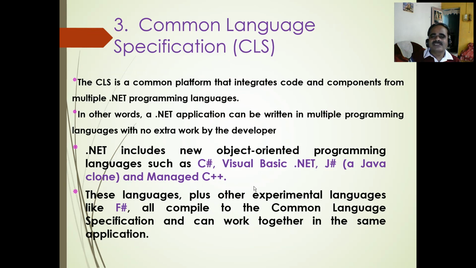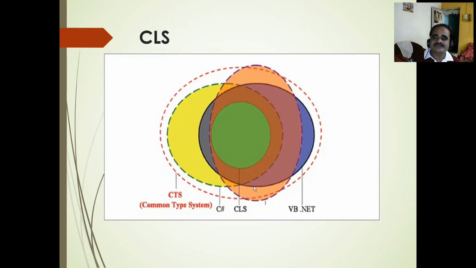The CLS is also a common platform which will integrate components from multiple .NET programming languages. We already studied, we know very well, multiple programming languages can be used in .NET like VB.NET, C#.NET or Java or C++ also. So these languages plus other kinds of languages should all be well integrated, and this is given by the CLS, common language specification, whose main responsibility is this. This is what CLS is about.